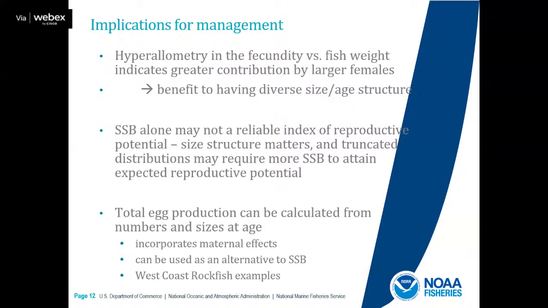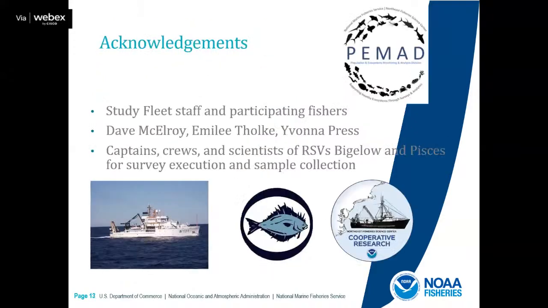And I'll just also point out that an alternative is to use a total egg production metric, and that can be calculated from numbers and sizes at age, and that can incorporate maternal effects, and that can be used as an alternative to SSB. And there are some examples on the West Coast, several rockfish species that are assessed in that manner. Next slide, and I'll take any questions, I guess.